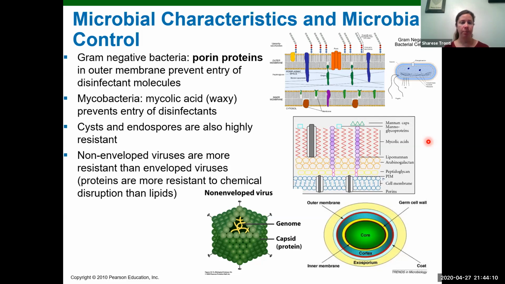And also viruses. Interestingly, non-enveloped viruses are actually more resistant because the capsid, the protein coat, is actually going to be more resistant to chemical disruption than lipids are. So enveloped viruses, remember, they have the lipid envelope layer on the outside. So that's more easily disrupted by disinfectants than a capsid would be. And that concludes our chapter number 7.